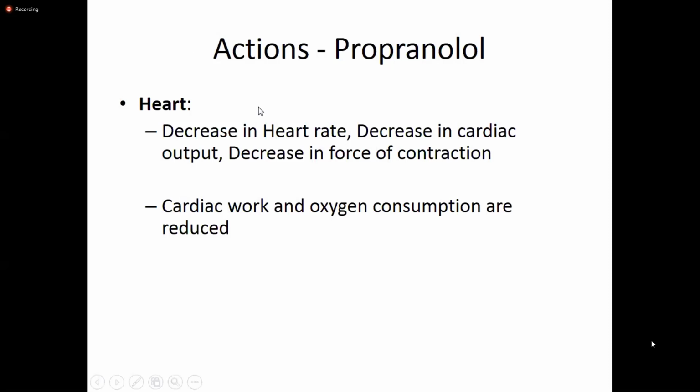In the heart, stimulation increases the heart rate, the cardiac output, and the force of contraction. When we give propranolol, it will block all these activities and cause the opposite function. That means it will decrease the heart rate, the cardiac output, and the force of contraction of the heart. Since heart rate and force of contraction are decreased, the cardiac work done by the heart is also decreased, and oxygen consumption by the heart is also reduced.